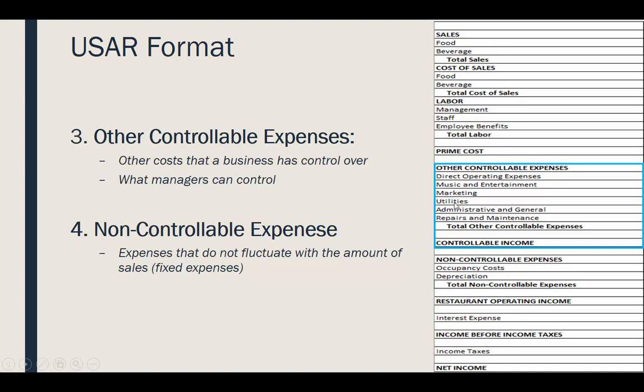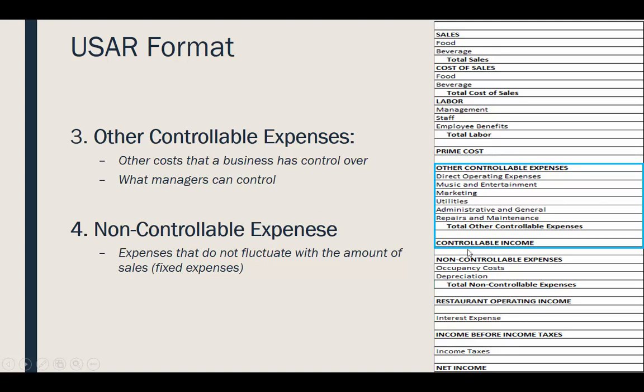Your utilities could be affected by how much you're using, whether or not you shut down everything at night. You can control that a bit more. Your administrative expenses in general, you can control how much you're paying them. You can control how often you're getting your administration team to come in. Is it a part-time position? And repairs and maintenance, you can control that as well, as much as possible. So those would all be your other controllable expenses.